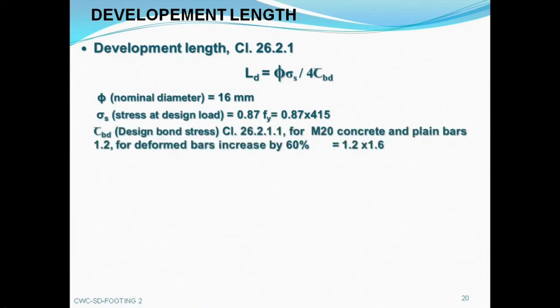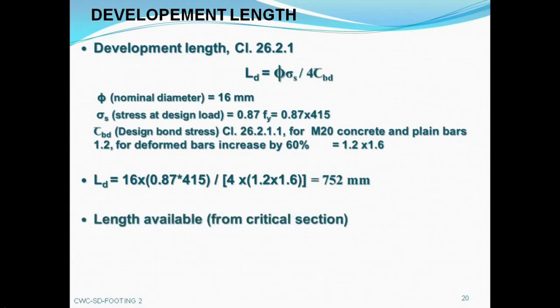Tau bd is the design bond stress and clause 26.2.1.1 gives the value for this. According to this clause, for M20 concrete and plain bars, it is 1.2 and for deformed bars, we have to increase this value by 60%. That is 1.2 into 1.6 will be our tau bd. Now, we can calculate LD considering all these values and it is equal to 752 mm.